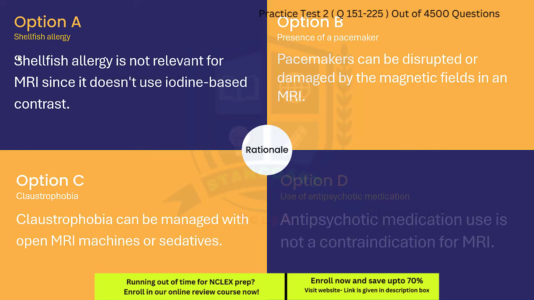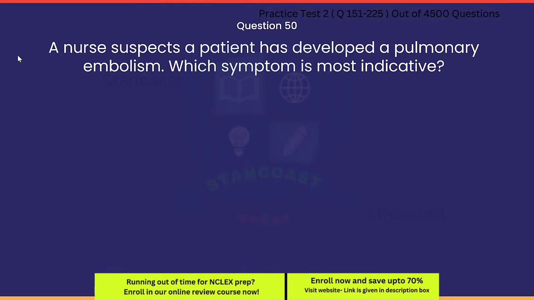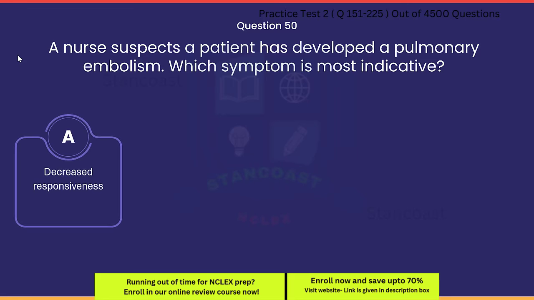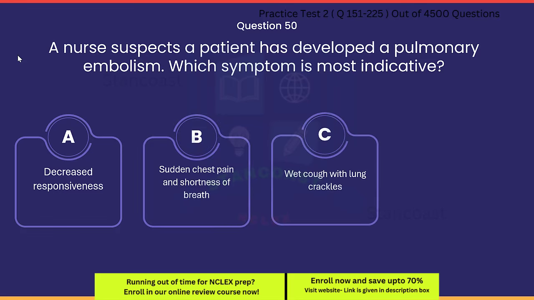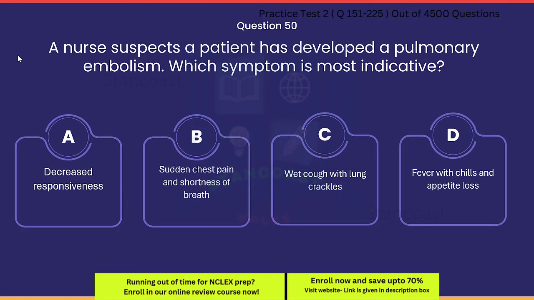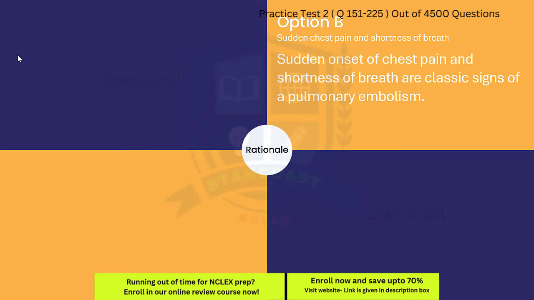Next question. A nurse suspects a patient has developed a pulmonary embolism. Which symptom is most indicative? A. Decreased responsiveness. B. Sudden chest pain and shortness of breath. C. Wet cough with lung crackles. D. Fever with chills and appetite loss. Think about the classic signs of a pulmonary embolism. The correct answer is B. Sudden chest pain and shortness of breath. Sudden onset of chest pain and shortness of breath are classic signs of a pulmonary embolism.